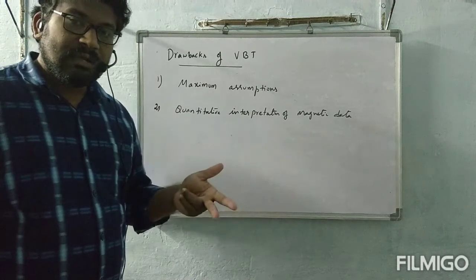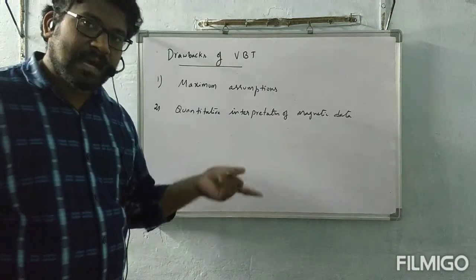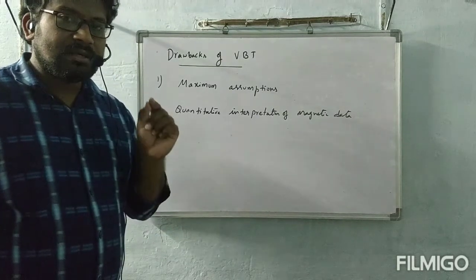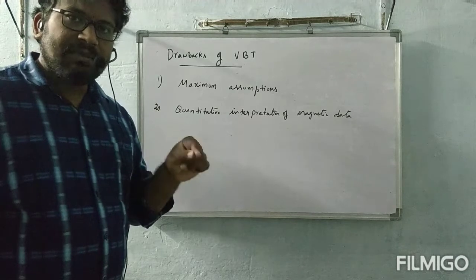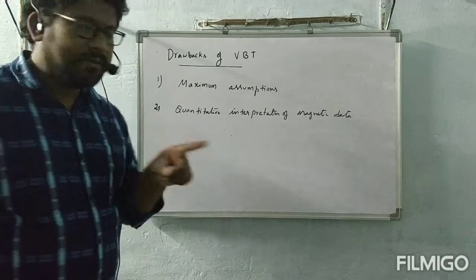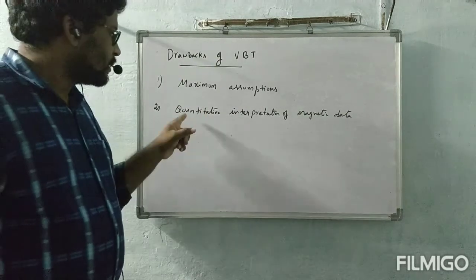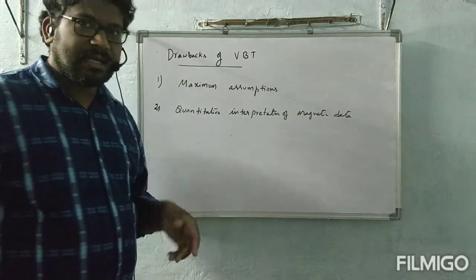It successfully told which is a diamagnetic substance and which is a paramagnetic substance. But why are the electrons involved in pairing? That clarification was not given. That point will be coming here. This remained as a drawback: quantitative interpretation of magnetic data.